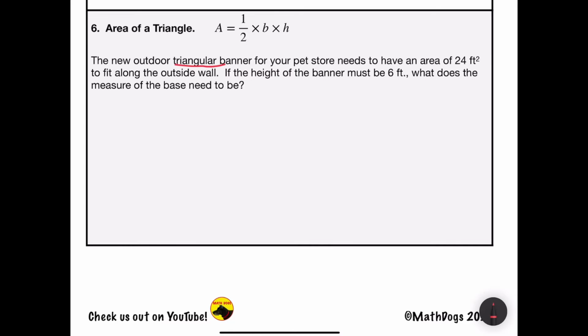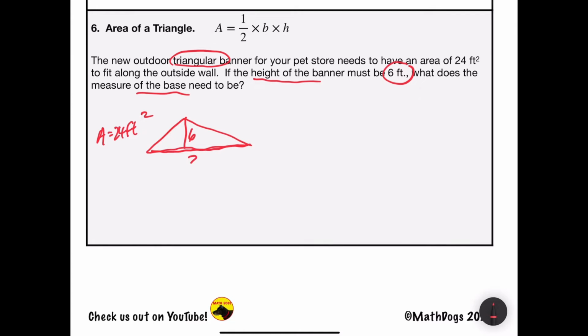So again, I see it's a triangular banner, and I want to get in the habit of drawing a diagram to help me visualize. So again, I'll just draw a triangle. It doesn't have to be any specific triangle. It doesn't have to be perfect. I know the area, which is the space on the inside, is equal to 24 square feet. And I also know the height of the banner is 6 feet. So the height here is 6 feet. I want to know the measure of the base. So I want to know how long is this distance across what looks like the bottom of the triangle.